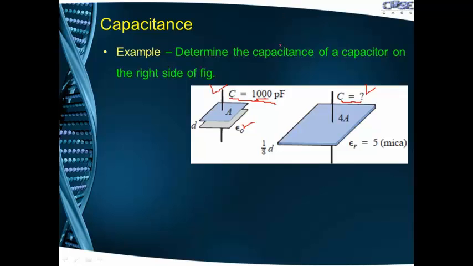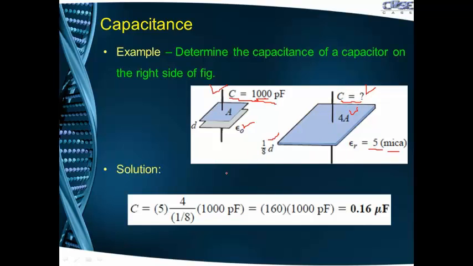No dielectric is inserted between the plates. So if we increase the area 4 times, and the separation between plates is decreased by 8 times, and a material is inserted between these plates, and the material is mica having relative permittivity of 5, then what would be the capacitance with these new parameters?